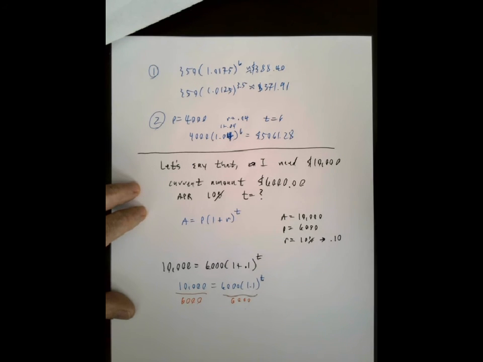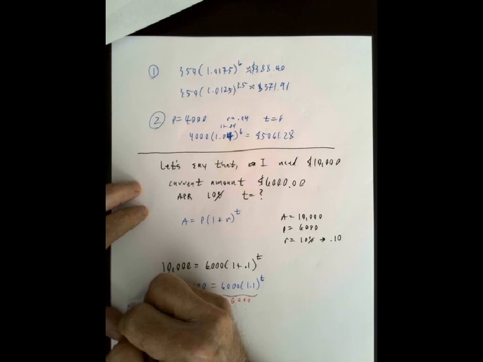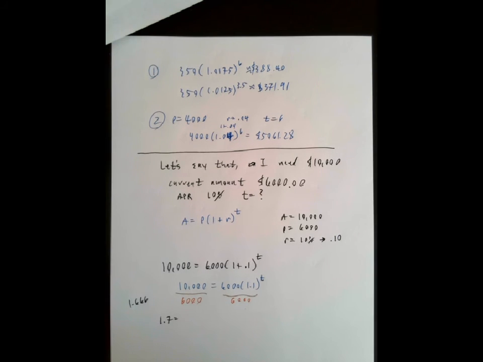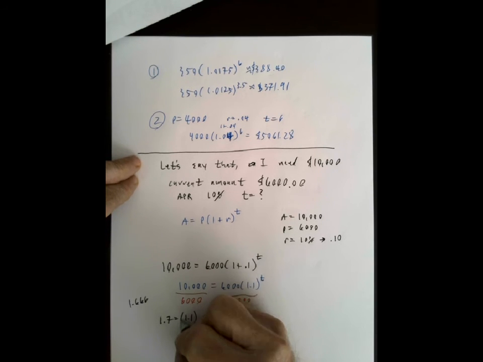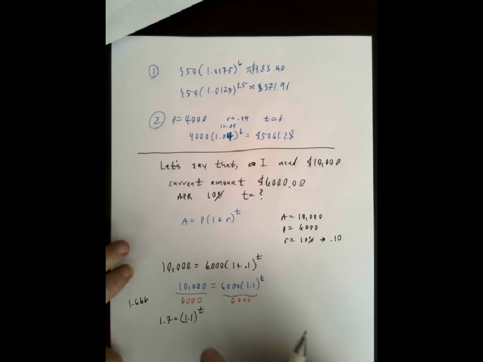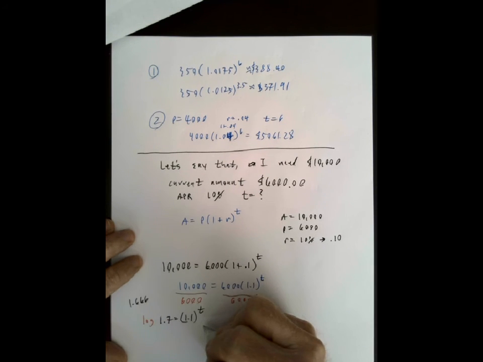Over here, 10,000 divided by 6,000, that's equal to, rounded off, about 1.7 because it's actually 1.6666. So we're going to call that 1.7, and that's equal to 1.1 to the t power. If you remember what we did last time, we logged both sides in order to bring the t out of the exponent. So that's going to be log this side.